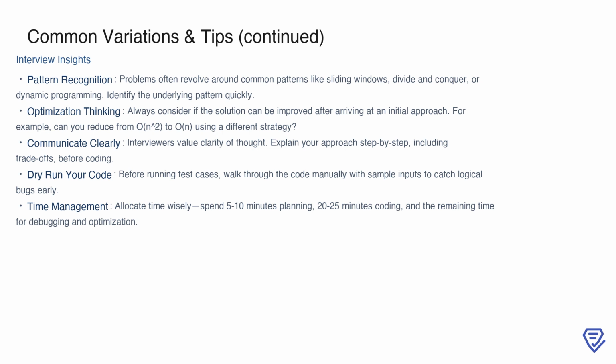Clear communication is also vital. Interviewers appreciate candidates who explain their approach step by step, including any trade-offs, before diving into coding. Additionally, dry running your code with sample inputs can help catch logical bugs early, saving time during debugging. Lastly, manage your time wisely. Allocate the first 5 to 10 minutes to planning, about 20 to 25 minutes to coding, and reserve the remaining time for debugging and optimization. This structured approach ensures you make the most of your interview time.